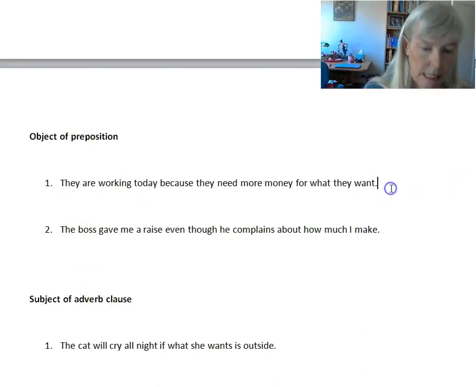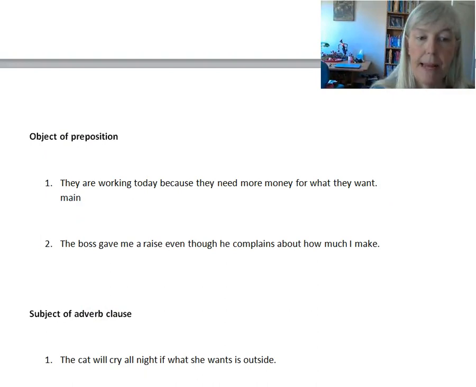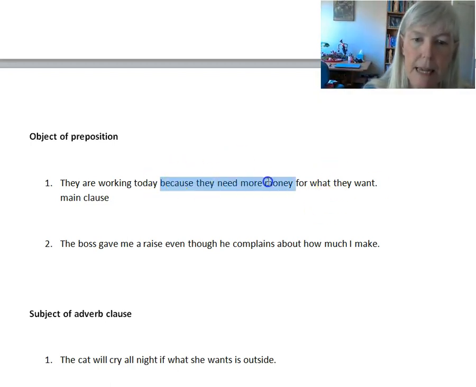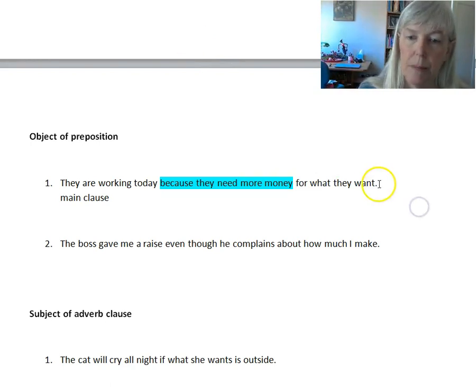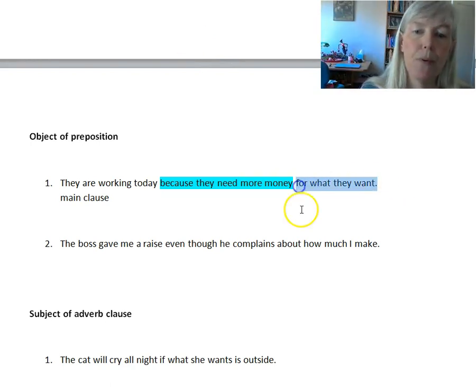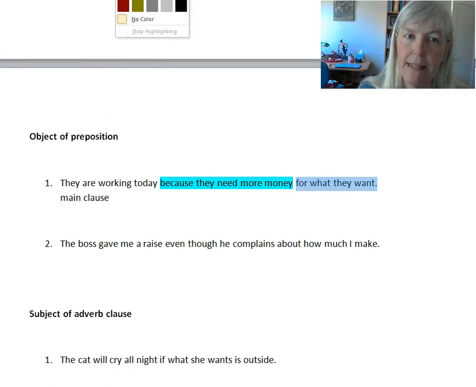They are working today, main clause. The main clause doesn't have to be first. I'm just doing that to make it simpler. They're working today because they need more money for what they want. Because they need money is our adverb clause. Now we have a prepositional phrase here.